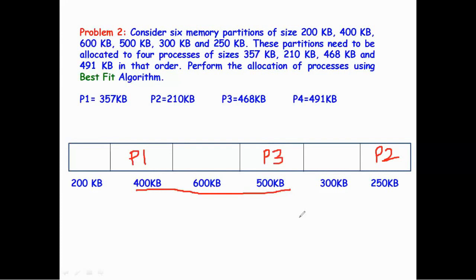The size of P4 is 491 kb. 491 kb cannot be accommodated in 200 kb or 300 kb. But in 600 kb, P4 can be allocated. So here in this partition, P4 will be accommodated. And this is how the memory partitions are allocated for the given processes using best fit algorithm.